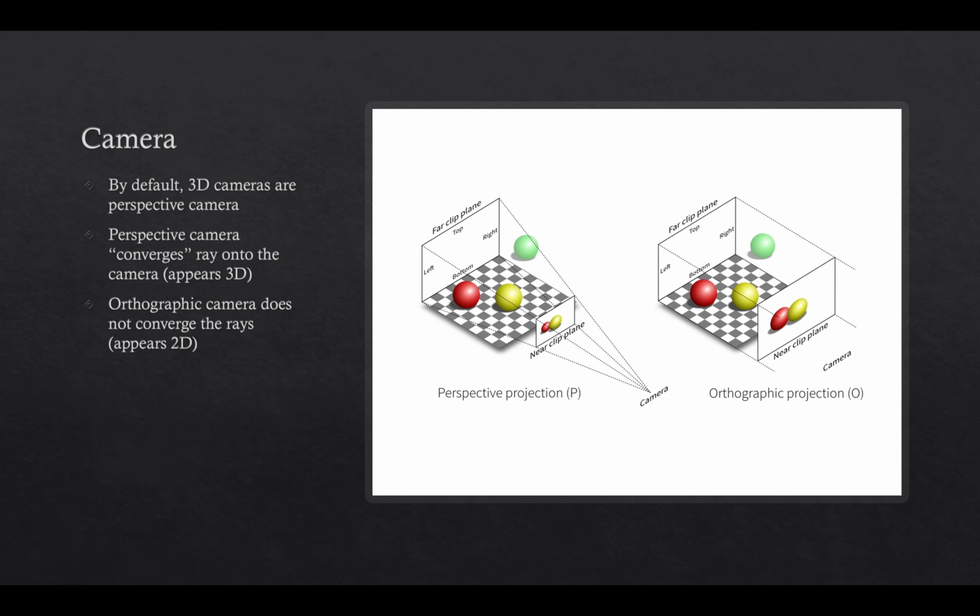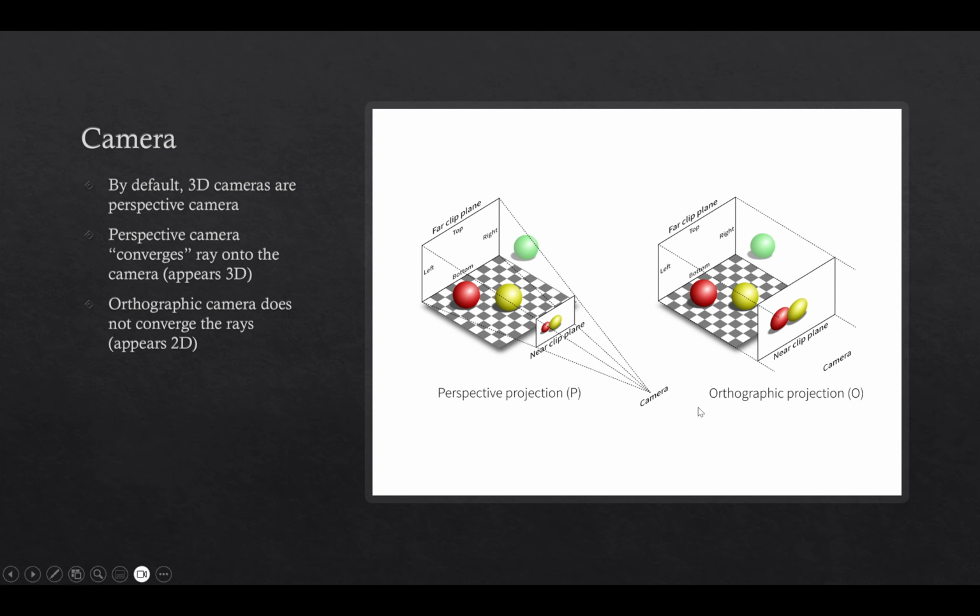So it's going to have this effect that things that are further away from the camera appear smaller. Things that are closer to the camera appear larger, because they will take up more space when the light converges into it. So it's kind of like how we view this world, reality right now.